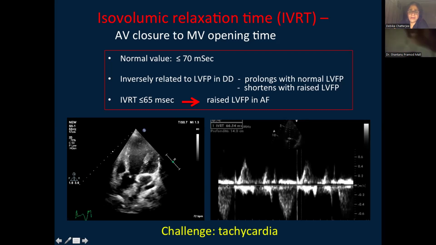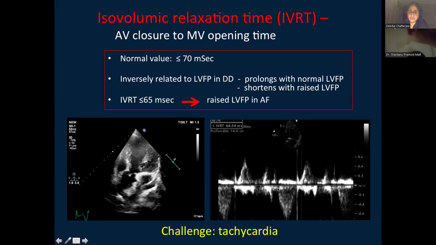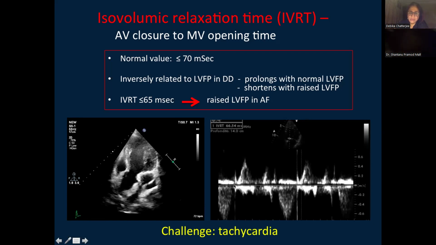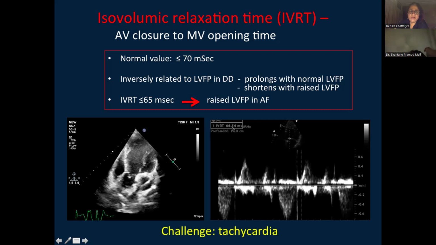As we do the pulse wave Doppler, we not only get the mitral inflow pattern, we also get the LV outflow pattern. Now, as I said, the isovolumic relaxation time is the time from the aortic valve closure to the mitral valve opening. So as you know, this is the E wave and this is the A wave. Here the mitral valve opens and here the aortic valve closes. So after the aortic valve closure until the mitral valve opening is the isovolumic relaxation time. I'm measuring here and I'm getting 66.54.